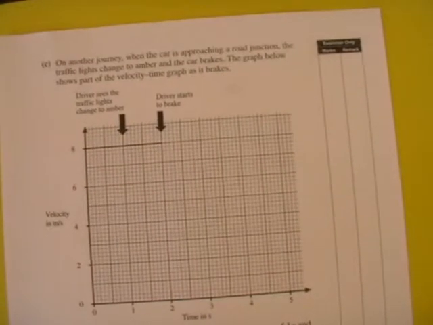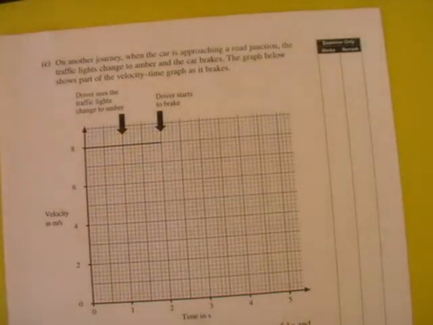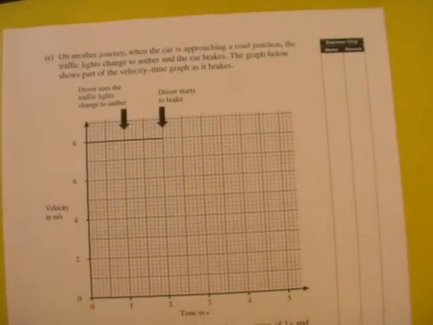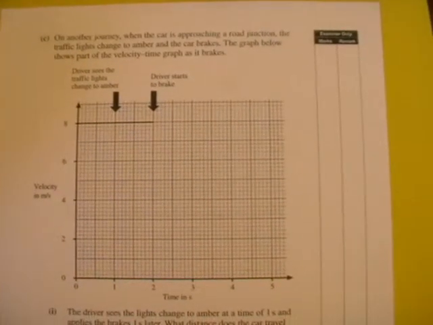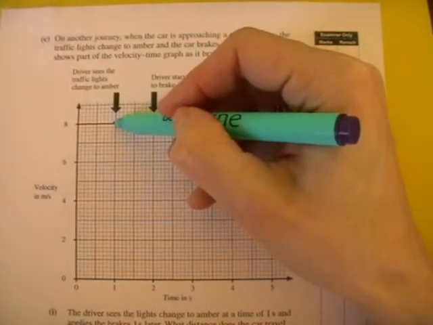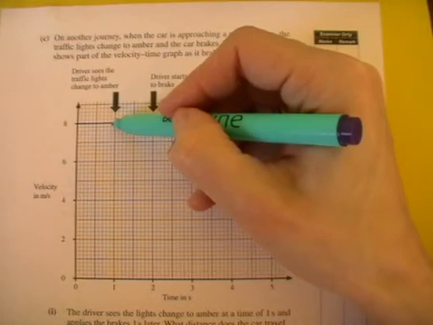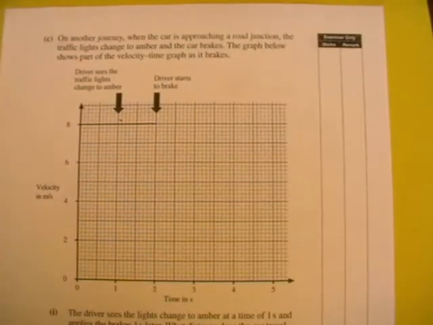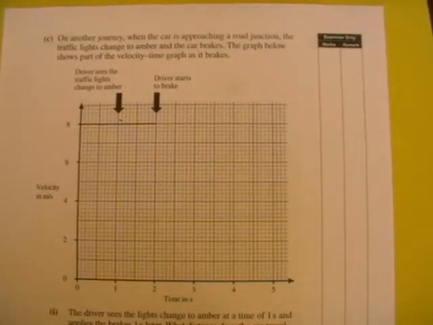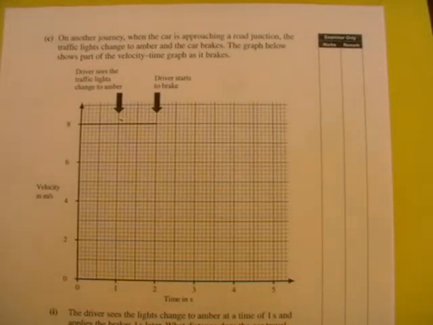On another journey, when the car is approaching a road junction, the traffic lights change to amber and the car brakes. The graph below shows the part of the velocity time graph as it brakes. The driver sees the light change to amber at a time of 1 second. What distance does a car travel during this time of 1 second? All you have to do is get the area under the graph, because it's a velocity time graph. So area under graph, and that's just 8 times 1. The distance travelled is 8 metres.